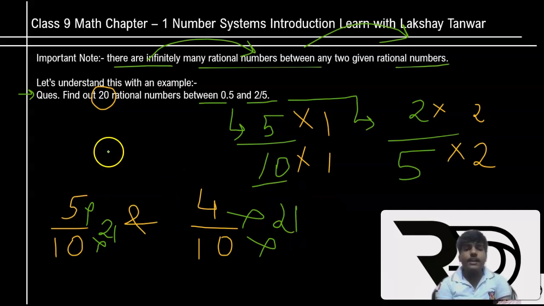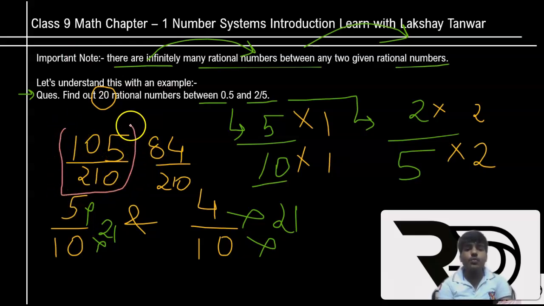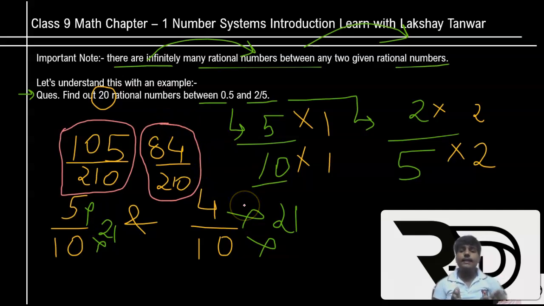So what is my fraction now? Now the fraction would be 105, 5 into 21, right? And this would of course be 210. This will be 84 upon 210. I hope we are able to find 20 rational numbers between these two. And exactly 20 will come, okay, exactly 20 rational numbers will come between them. So 105 upon 210 and 84 upon 210.